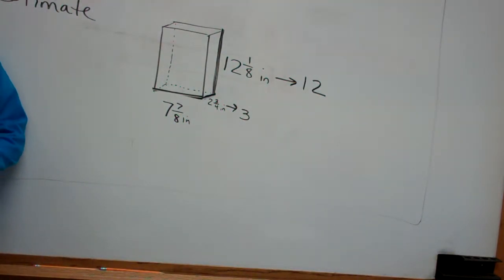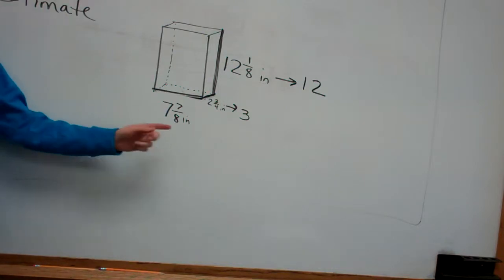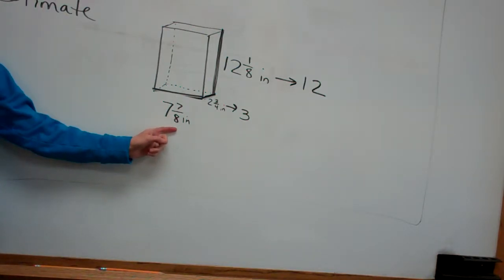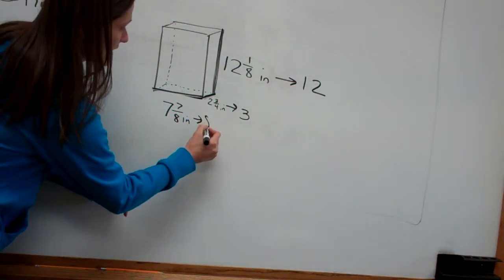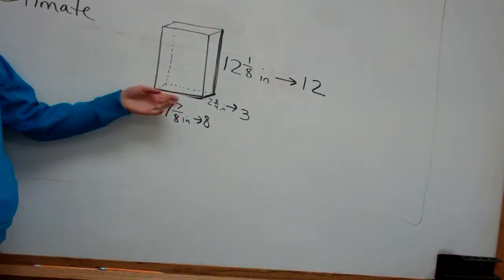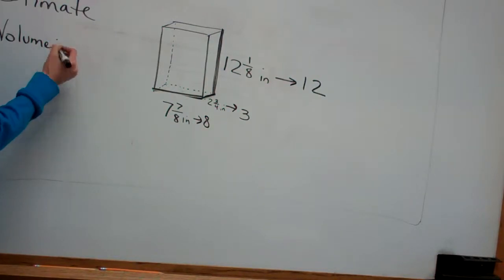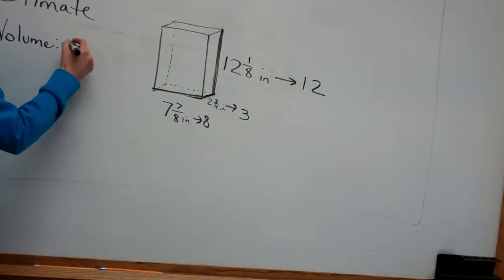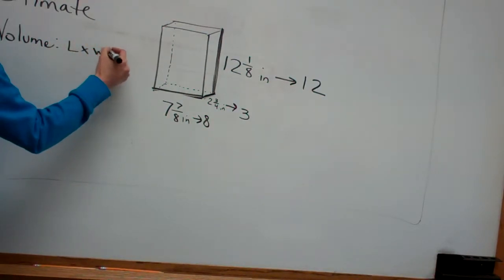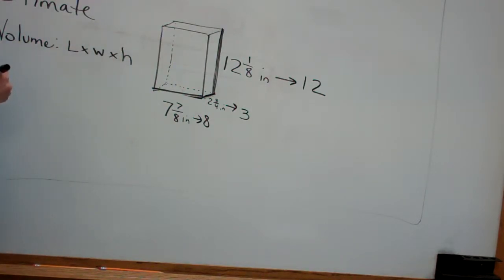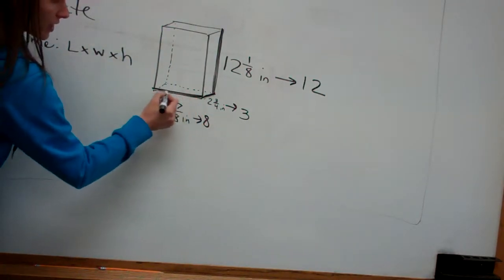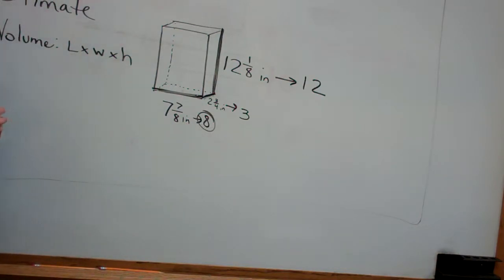And 7 and 7/8 rounds to 8. Very good. Does everybody see how everything changed? Now if I work this problem to find the volume, what am I going to do? I'm going to do length times width times height. So my length is 7 and 7/8, but we rounded to 8.